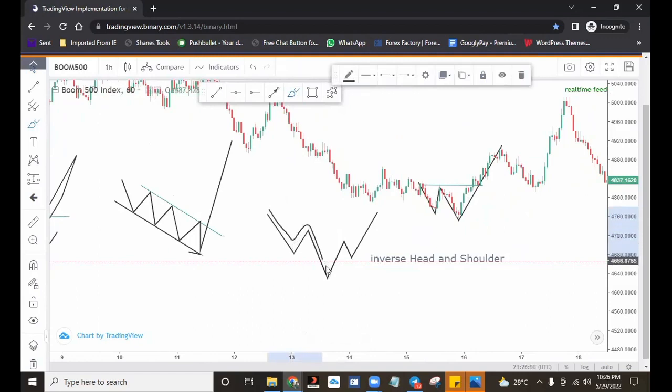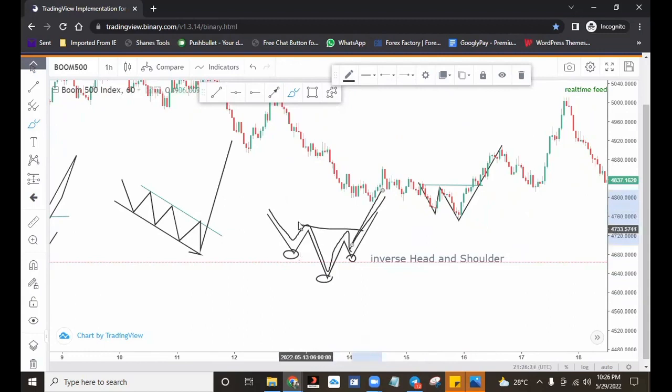The bears rejected massively this time. The bulls rejected. The bears said never, we're still going down. And suddenly after that, after the first shoulder had formed, this was the head, this was the second shoulder, the bulls pushed. This was the neckline. Here is the neckline. The bulls pushed and broke the neckline and kept going upward.